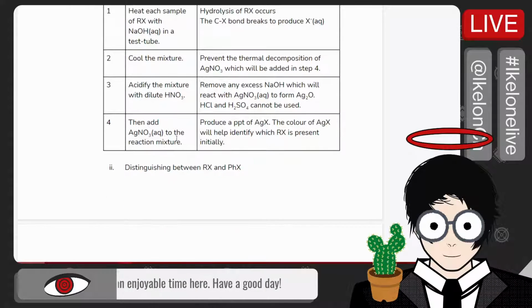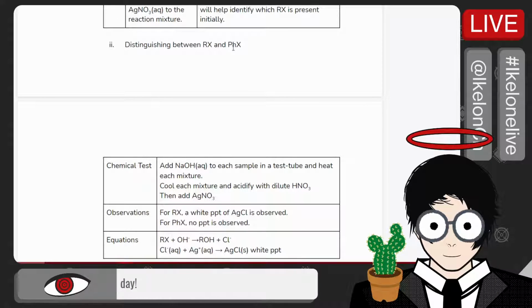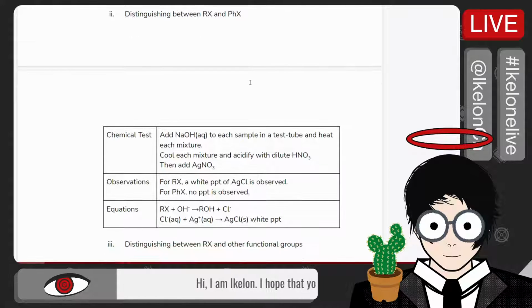And the second one is to distinguish between RX and PhX. Because as I've explained just now, PhX will not undergo nucleophilic substitution because of the strengthened C-X bond. So if there's a precipitate, you know that it's the RX. If there's no precipitate, you know that it's the PhX. Ph stands for the phenyl group or the benzene ring, so it's basically an X attached to a benzene ring.